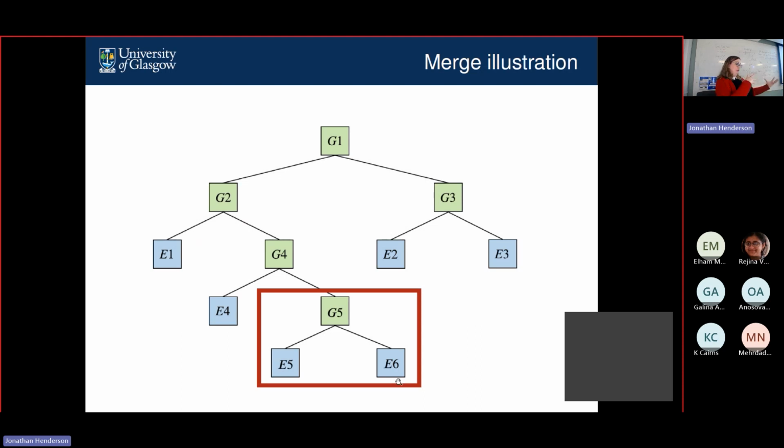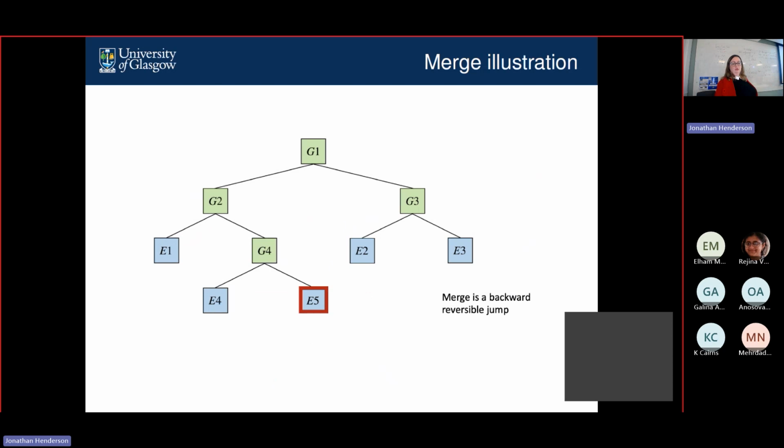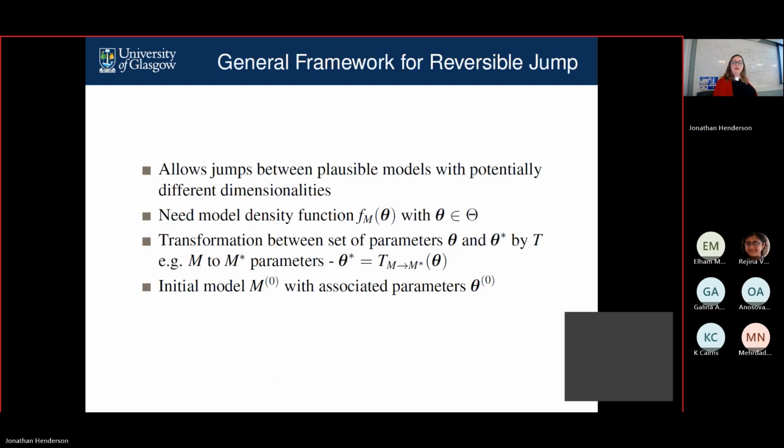So that's obviously changed the amount of parameters that we're going to model, because we have an extra set of gating parameters and we have another set of expert parameters. So we can't use MCMC on this because MCMC assumes that we're always in the same parameter dimension. So that's where the reversible jump comes in.